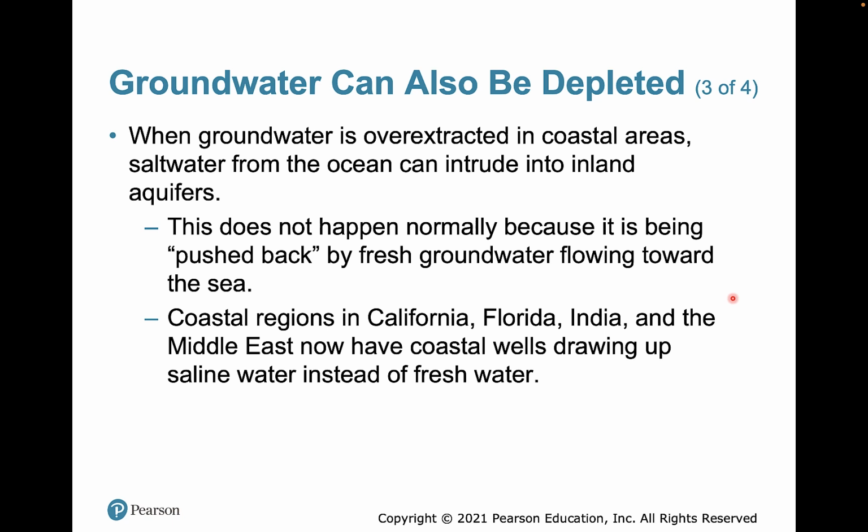When groundwater is over extracted in coastal areas, okay, fresh water is less dense than salt water, so fresh water will sit on top. As you pull fresh water out of aquifers, that salt water in coastal areas is going to intrude in. They call it saltwater intrusion. And then what winds up happening is your well pulls up salt water instead of fresh water, which is extremely problematic because then you don't have fresh water to drink.